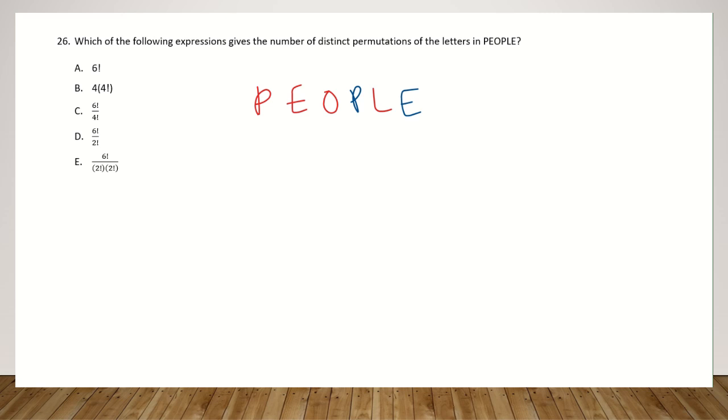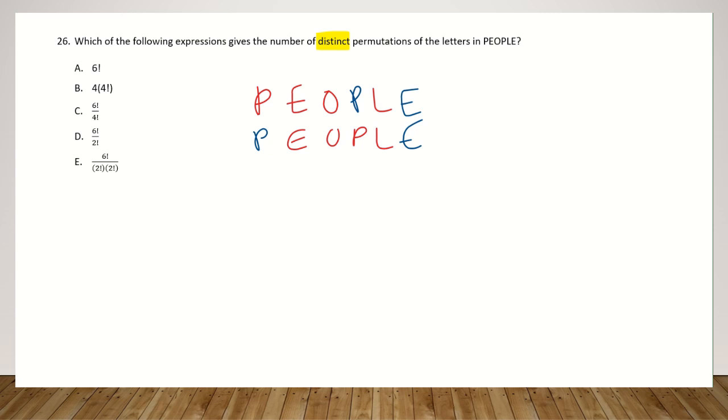So this means if you swapped the letters, right? Like let's say we swapped the P's. Okay, then technically I have swapped the P's. Technically that second word is a permutation of the first word, but it is not a distinct permutation because it makes the same word, right? So it is a permutation, but it's not a distinct permutation, okay?